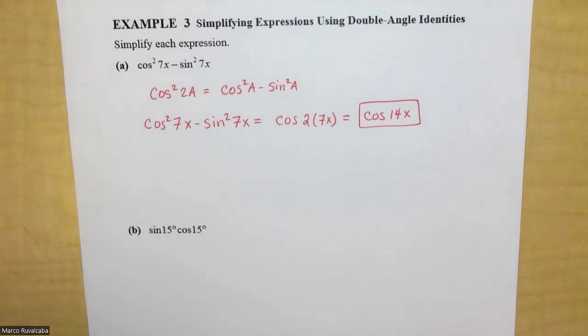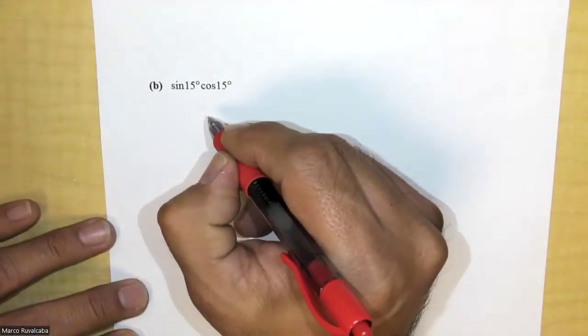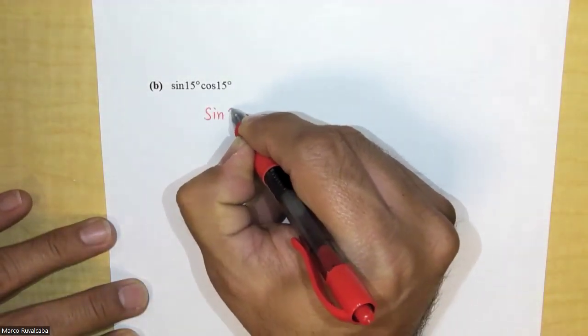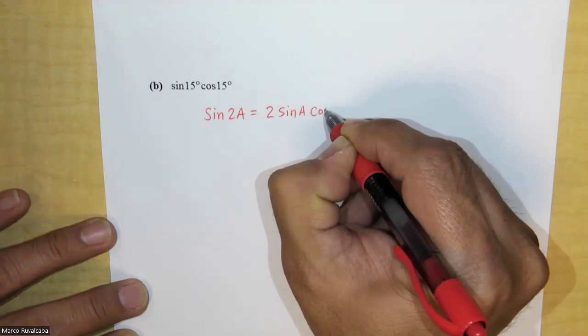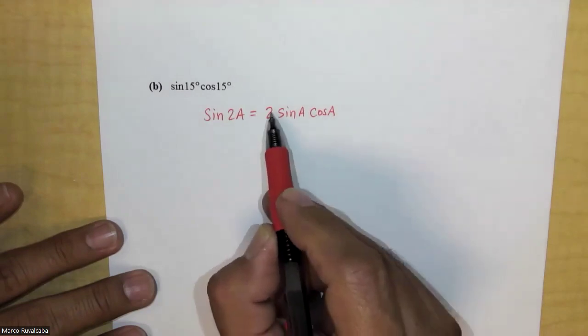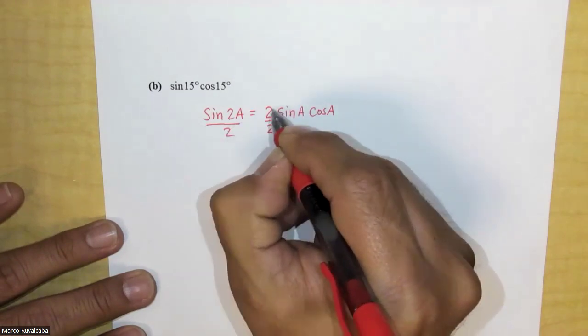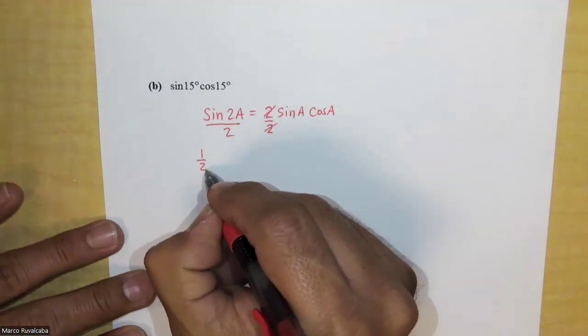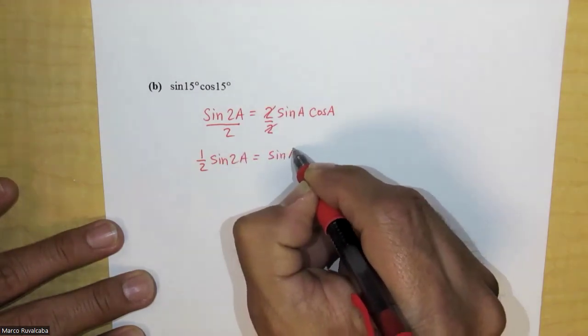So using another double angle identity, we can use it to simplify letter B. So the sine of 15 degrees times the cosine of 15 degrees. There's a double angle identity that says the sine of 2a is equal to 2 sine a cosine a. So we have sine times cosine, which is this. So we just got to get rid of that 2. So we actually divide by 2. And that gives us 1/2 sine of 2a is equal to sine a cosine a.